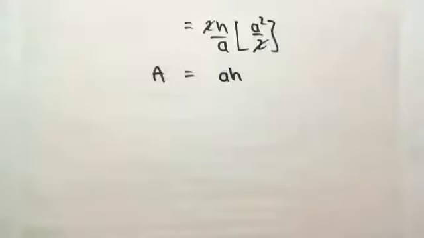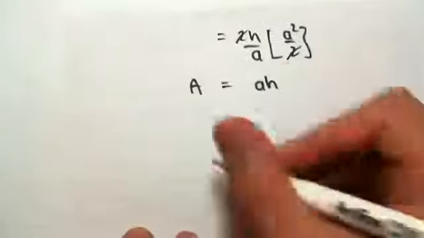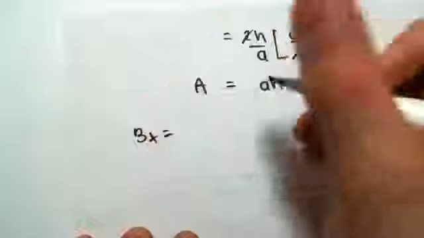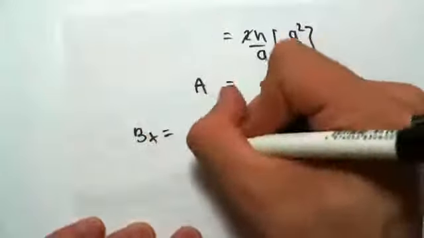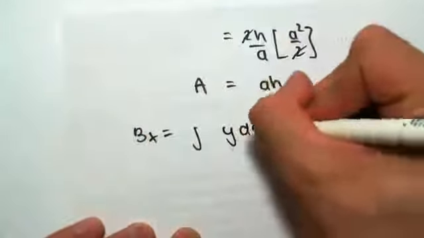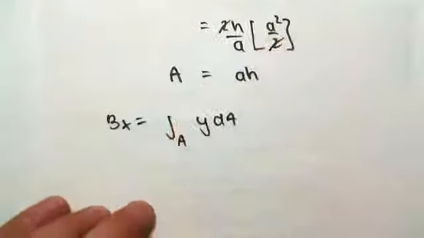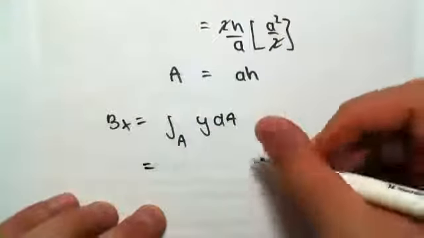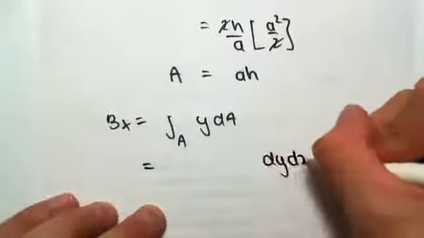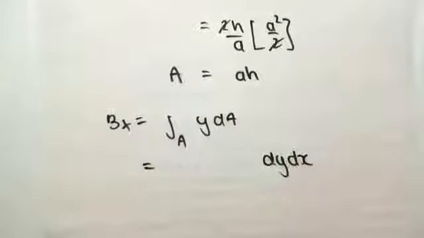Hey guys, I'm just continuing straight on from the previous video. So we're now up to finding bx, which we know is the first moment of area. It's given by the integral of y dA over the area A. So in our case, we know that dA is going to be dy dx. We said that in the previous video.